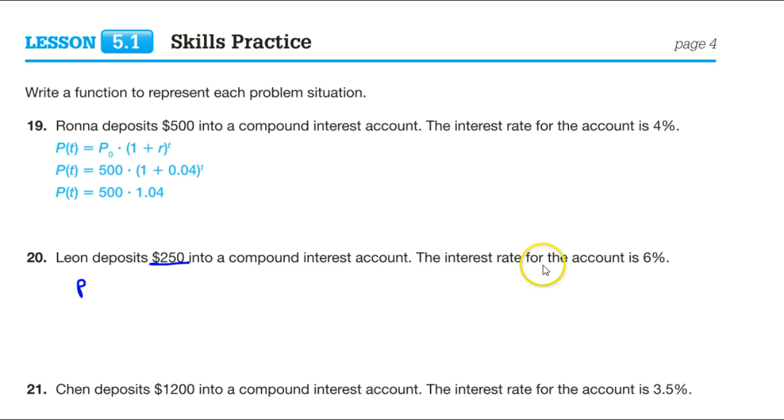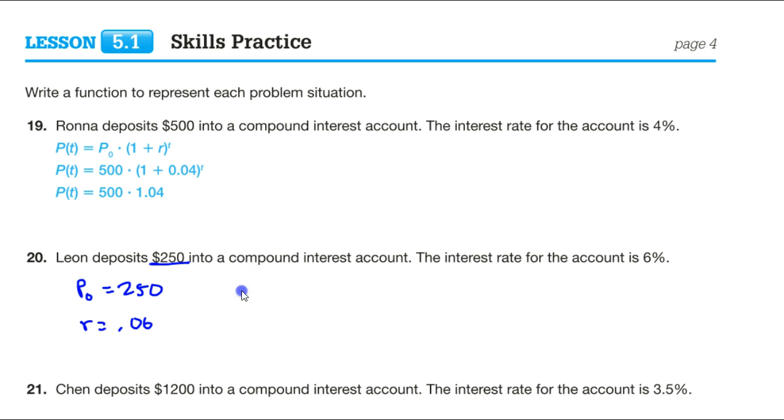And we have that the interest rate for the account is at 6%. So we're going to write again our interest rate 6% in decimal. So that's R is equal to 0.06. We're going to plug in directly into our function.